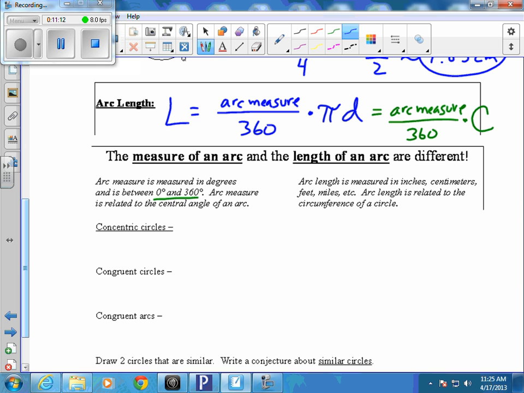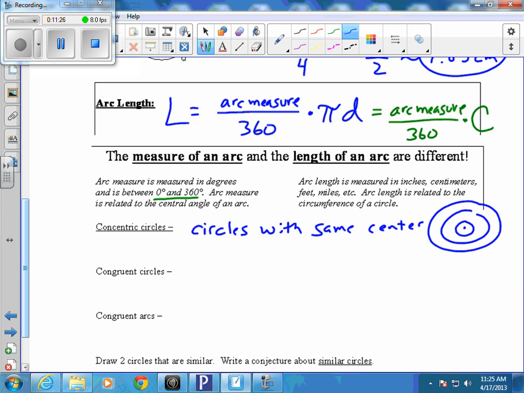Okay, it's a couple of terms that we defined in class. Concentric circles are circles with the same center, kind of like the ripple effect. So you have a bunch of circles centered at the same point, maybe like a bullseye. Congruent circles are circles with the same size radius.